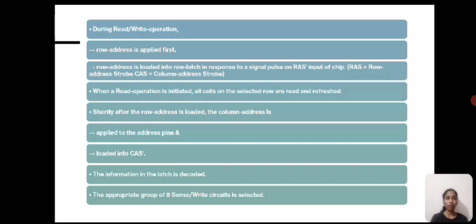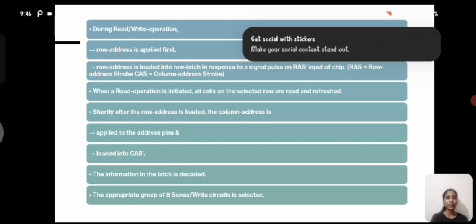During a read or write operation, the row address is applied first. The row address is loaded into the row latch in response to a single pulse on the RAS input of the chip. RAS means row address strobe and CAS means column address strobe. When a read operation is initiated, all cells on the selected row are read and refreshed.